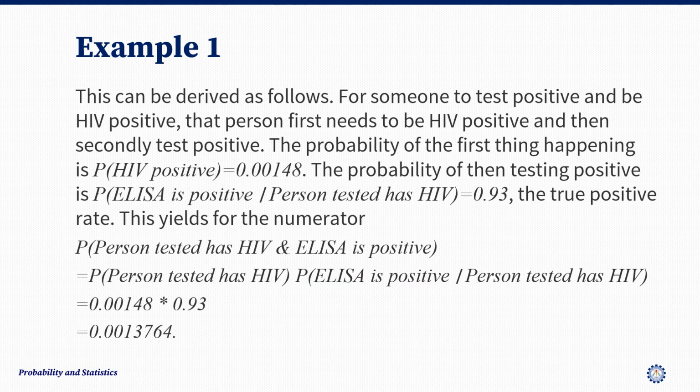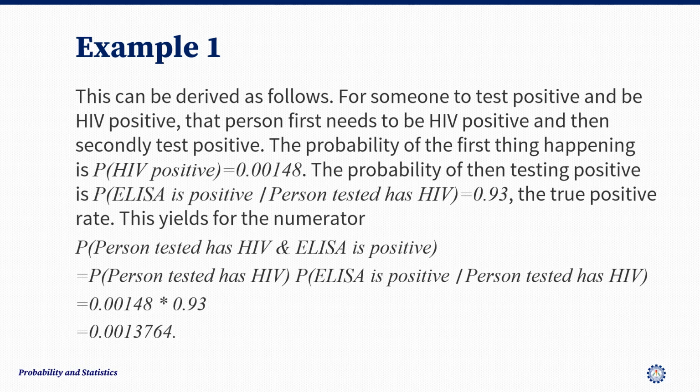So this can be derived as follows. For someone to test positive and be HIV positive, that person first needs to be HIV positive and then secondly test positive. The probability of the first thing happening, the probability of HIV positive, equals 0.00148. So we already know that. The probability of then testing positive is the probability that ELISA is positive given that the person tested has HIV, which equals 0.93, the true positive rate. This yields the numerator.